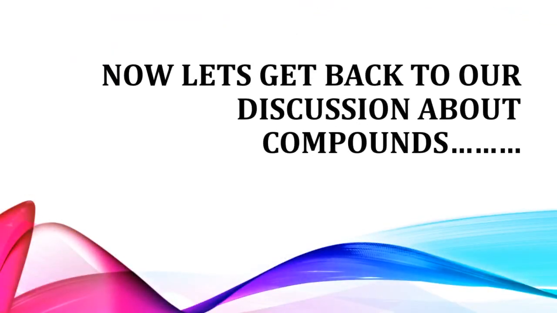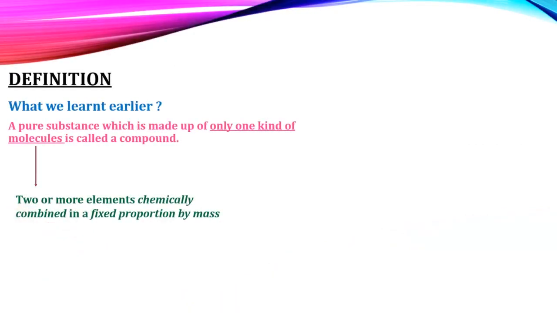Let's get back to our discussion about compounds. In the previous videos, where we were discussing compounds, and then atoms and molecules, we defined compounds in a very simple manner. A compound is a pure substance which is made up of only one kind of molecule. So what do I mean by molecules? Let me take this word out of this definition, and then we'll look at it in much more detail. So, what is a molecule?